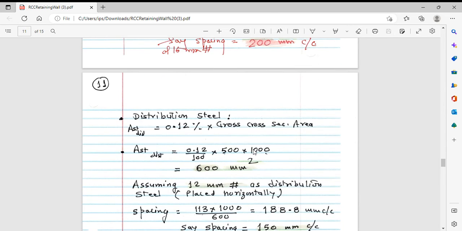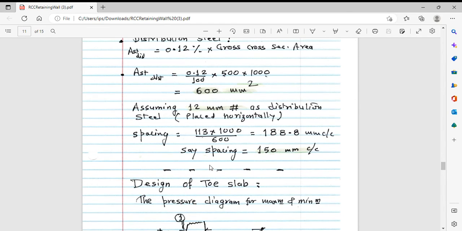Similarly, we have to find out the distribution steel. As per the code, distribution steel is 0.12% of the gross cross-sectional area, and it comes out to be 600 mm square. Assuming 12 mm bar, area of steel of one bar is 113, and the spacing can be calculated as small a upon capital S into 1000. Rounding it on the lower side, spacing is to be reduced, not to be increased. So say 150 mm center to center. This is all the design of a vertical wall, we can also call it a stem.